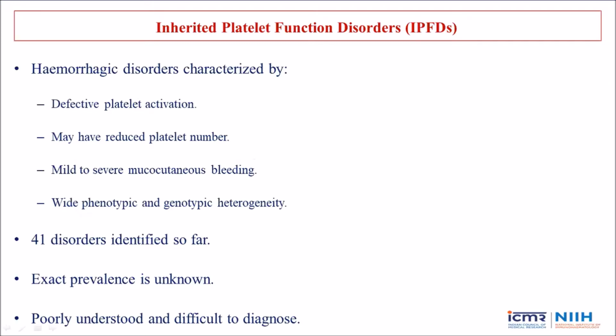Patients may have mild to severe mucocutaneous bleeding manifestations, and there is wide phenotypic and genotypic heterogeneity, which makes it difficult to diagnose and characterize each one of them at the laboratory level. Now, about 41 of these disorders are identified so far. The exact prevalence is not known because of the rarity of most of them, and it is poorly understood and difficult to diagnose at the lab level, as I said, because there is a lot of overlap when it comes to laboratory diagnosis.